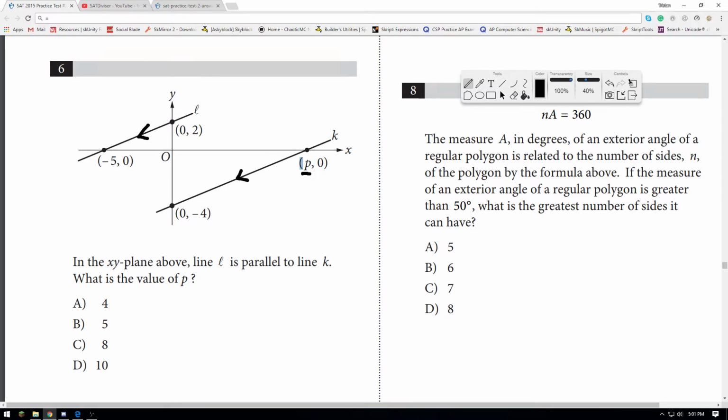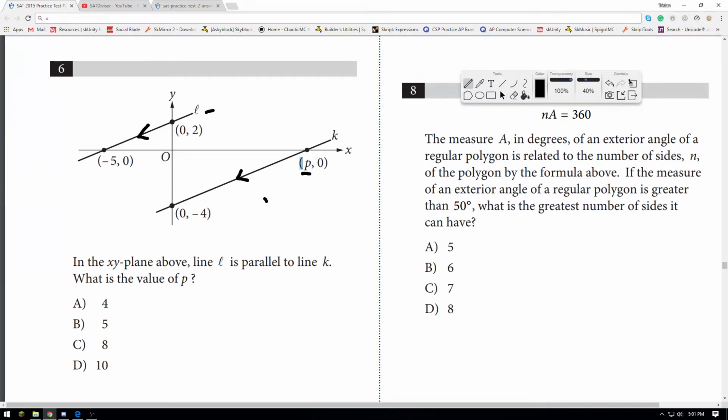And so if they're parallel, from geometry or even from algebra, what we understand is that if two lines are parallel, they have to have the same slope, right? Because there's no way that the lines are parallel if they don't have the same slope. So let's go with that. If we know that these two lines are parallel, they have the same slope. So let's try to find out first the slope for L.